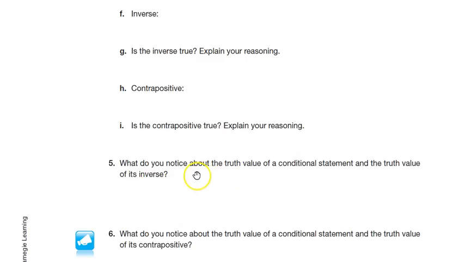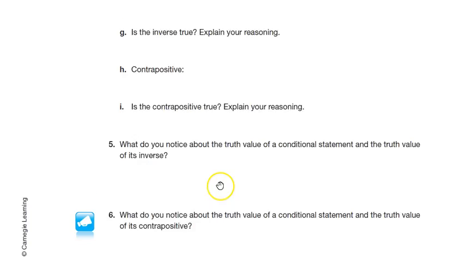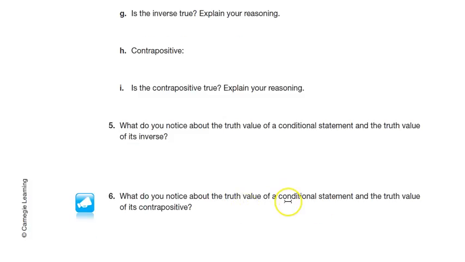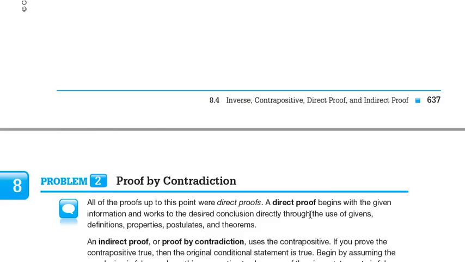And then when you're done, you're going to notice the conditional statement and its inverse, and you're going to think, is it always true that if a conditional statement is true, the inverse is also true? Or is it always false? Or is there sometimes no relationship, where it could be true and could be false? So you've got to answer that question. Look back at all the examples you just did. And then it says, what do you notice about the truth value of a conditional statement and the truth value of its contrapositive? What you should notice here is that when a conditional statement is true, then its contrapositive is also always true.